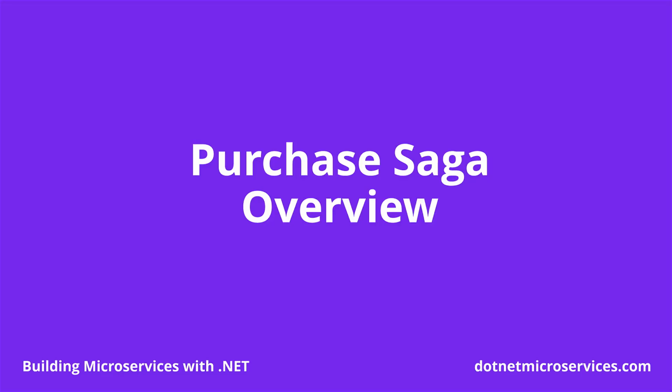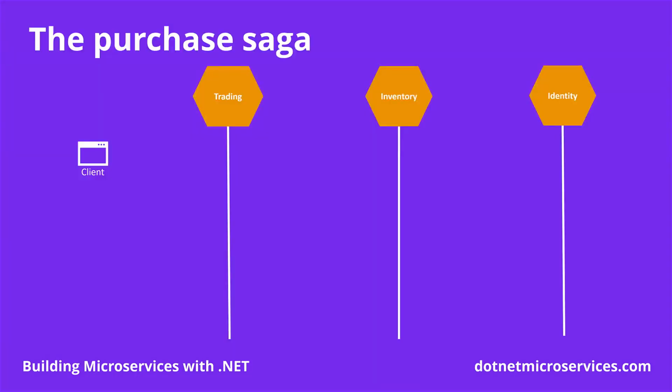In this lesson, you will get an overview of the orchestrated saga that you will build to drive the purchase flow. Let's see which are the steps and the participants involved in our upcoming purchase saga. It all starts when the client sends a request to the trading microservice to purchase some items. Since this process involves a long-running operation and we don't want to keep the client waiting, trading only publishes an event with the details of this purchase request, and then it immediately replies to the client with an accepted response.